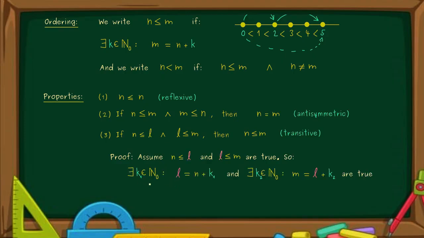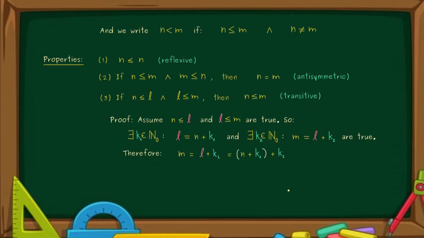Therefore, let's assume that for 3 natural numbers n, l, and m, these 2 statements here are true. More concretely, this means that we find a k1 such that this equality holds, and we find a k2 such that this equality holds. Therefore, we can put both things together and say that m has to be l plus k2, but then we can put our knowledge of l in here, so we get this. And there you see we can use our associativity here.